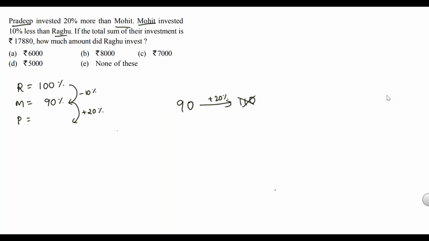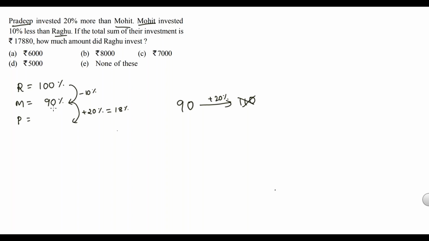Can you tell me what is 20% of 90? 20% I'm asking, not 50%. 20% of 90 is 18, right? Because 10% is 9, so 20% is 18. So 90 increased by 20% does not mean 90 plus 20. 20% of 90 is only 18.